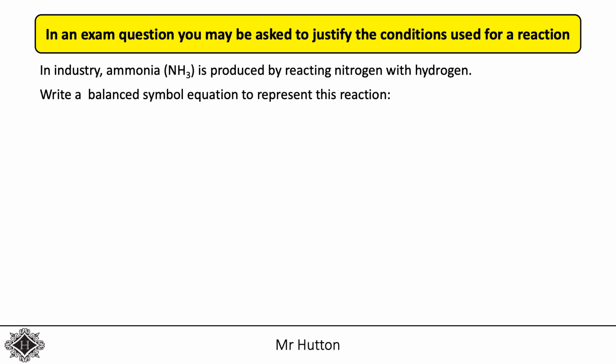Okay, another question here. In industry, ammonia, NH3. NH3, you should know what that is by the end. Certainly by the time you go into your exams, you should know that ammonia is NH3. So it's produced by reacting nitrogen and hydrogen. So remember, nitrogen and hydrogen are both diatomic, so they both go around in pairs, and they're going to be gases, and then you're going to make this ammonia gas. So have a go at writing a balanced symbol equation to represent that reaction. So pause the video now.